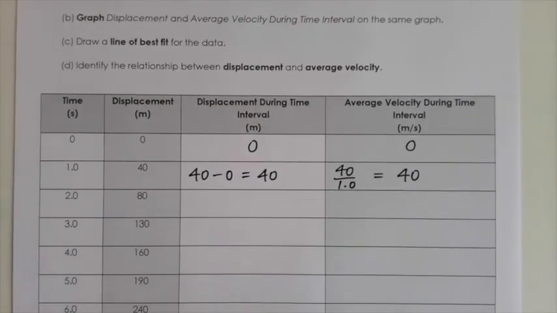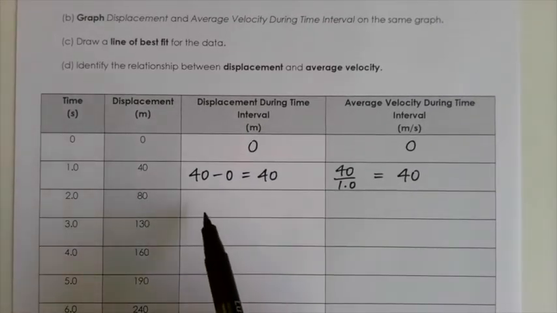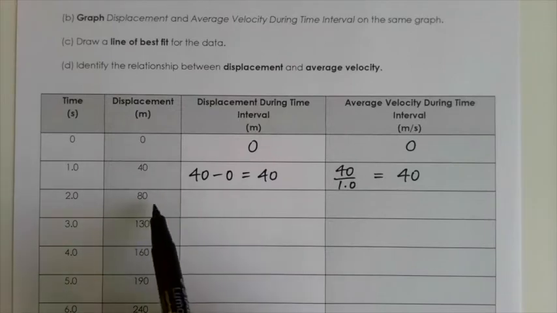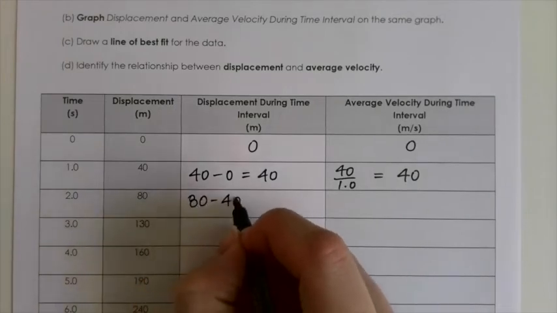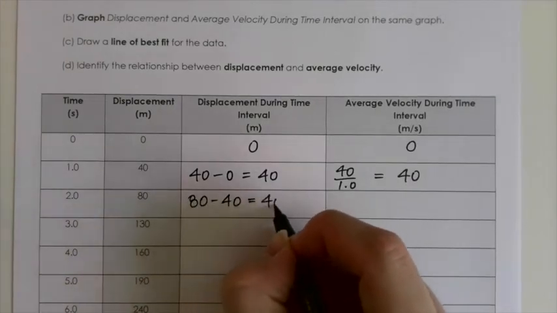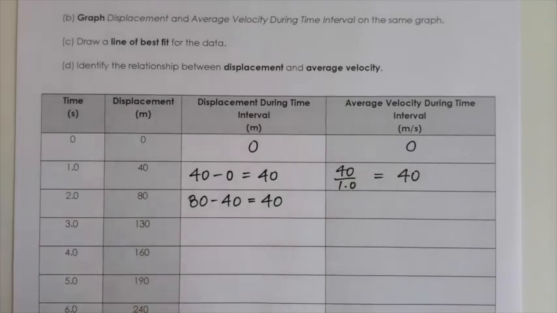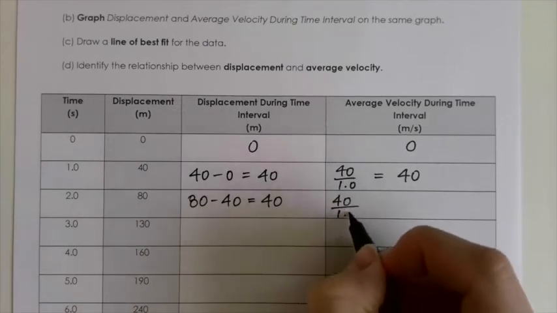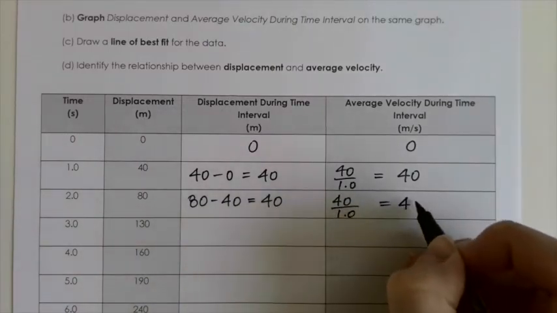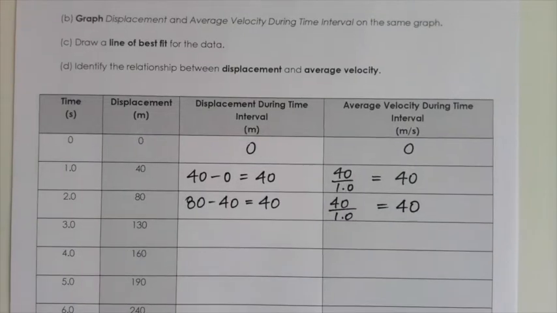I'll go through one more with you just so you feel good about it. Our next displacement during time interval is the difference between this stage and the previous stage. So it's 80 meters minus 40 meters, which gives us 40 meters in that time interval. How much time has passed between this interval and the previous? 1 second. So we have 40 meters divided by 1 second, which gives us an average velocity of 40 meters per second in that time interval.